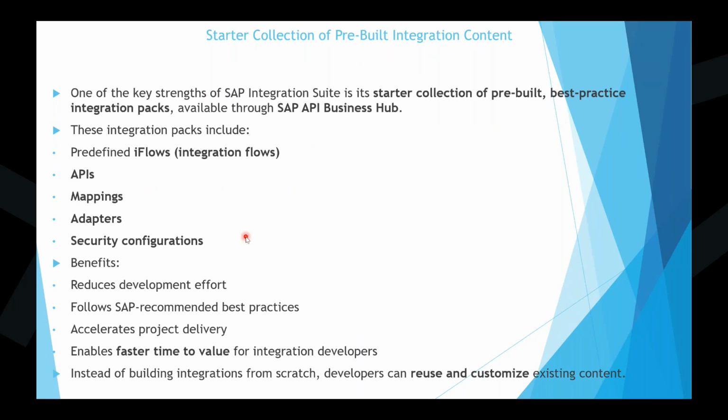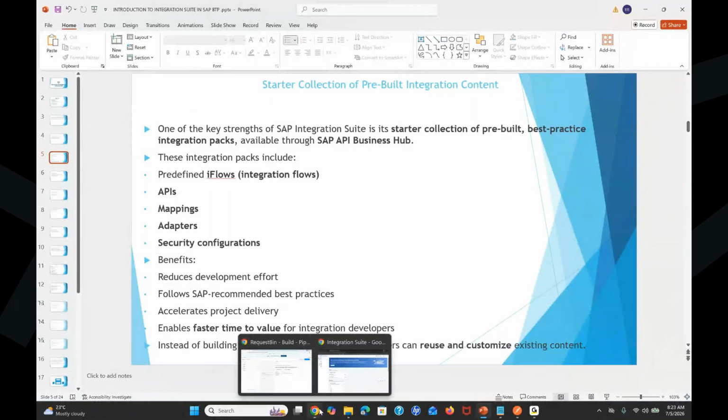Okay, pre-built integration content. One of the best things about SAP Integration Suite is that you don't have to build everything from scratch. There is the SAP API Business Hub, which SAP is providing for us. It is a website where SAP publishes thousands of ready-made integration packages. Think of it as an app store for integrations. You browse, find what you need, download it, customize it slightly and deploy it. Simple. So SAP has what is called the API Hub. When you go into the API Hub, you have lots of integration packages. You can use those packages.